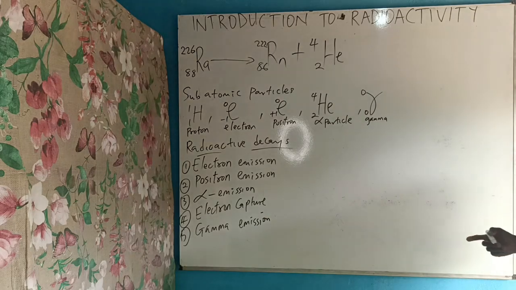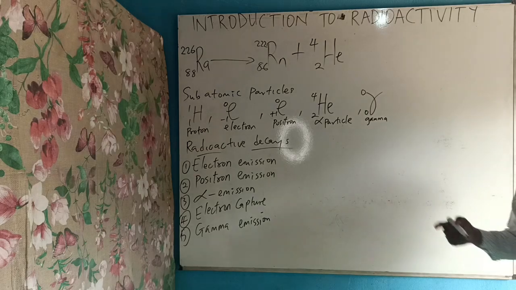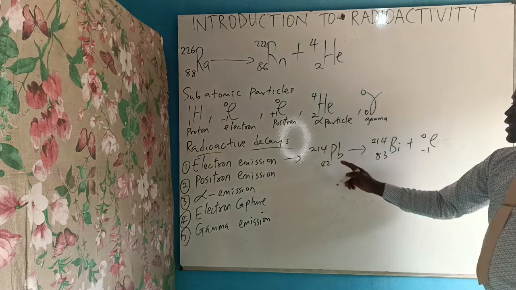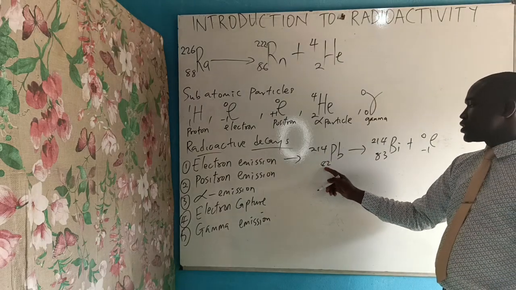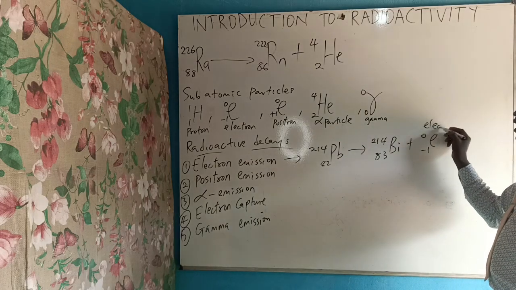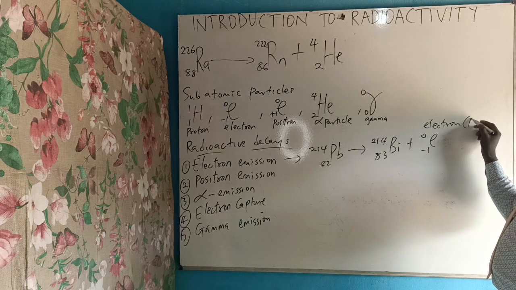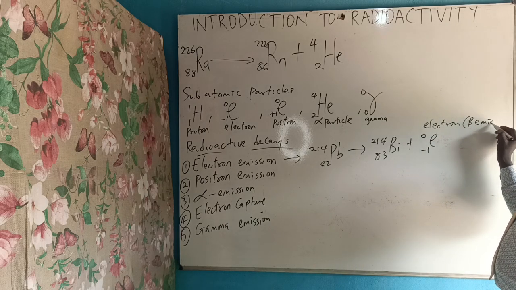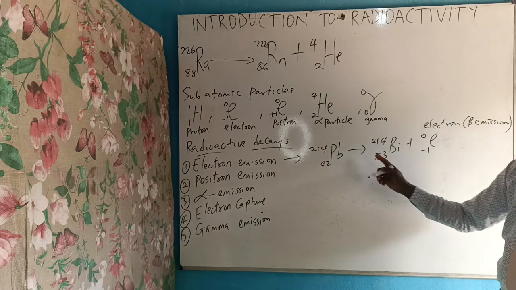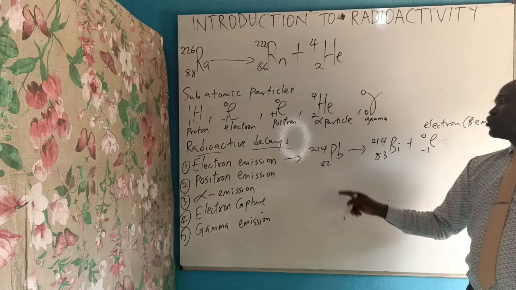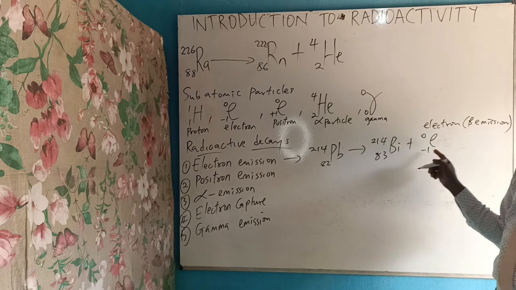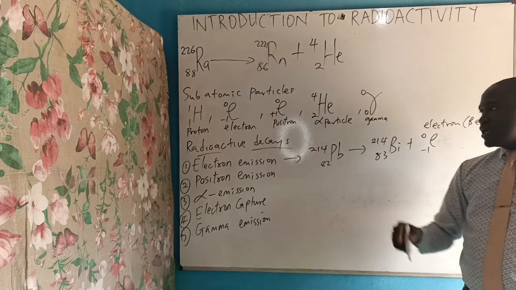Now, electron emission. When you talk about electron emission, the implication is that when lead with mass number 214, atomic number 82, disintegrates to bismuth, it releases an electron. This electron or beta emission, that is how it occurs. When a radioactive particle decays to produce bismuth with electron emission, we call it electron decay or electron emission.